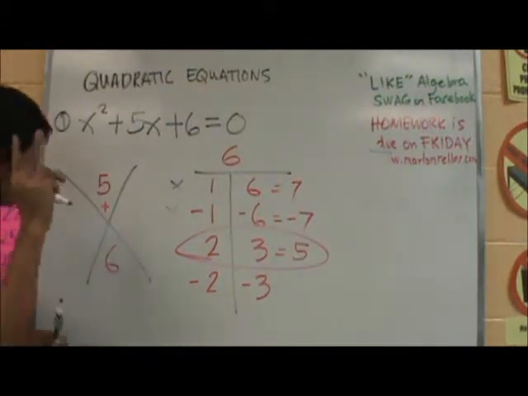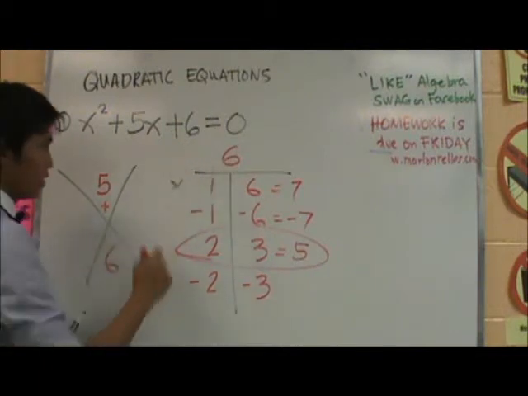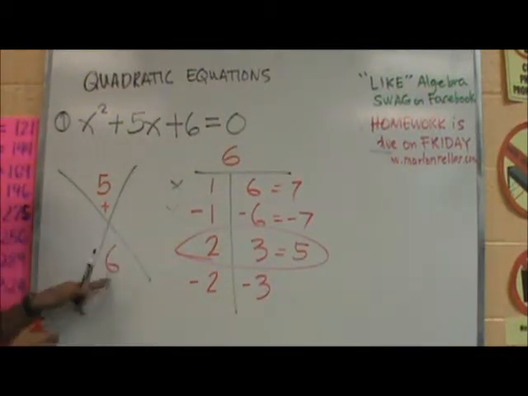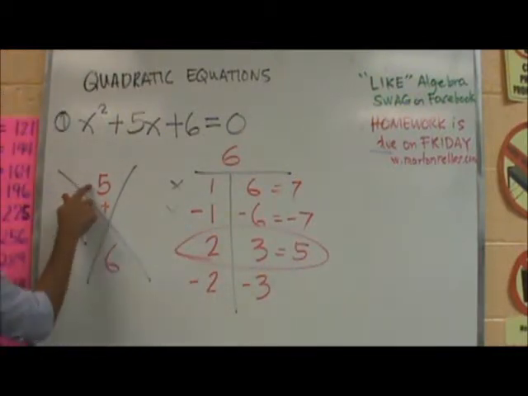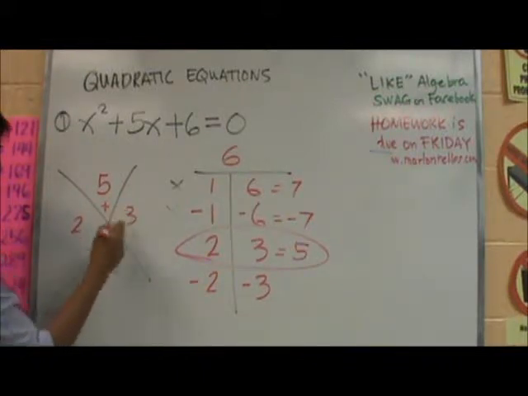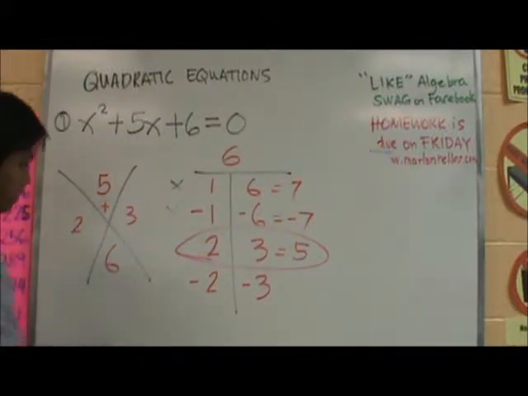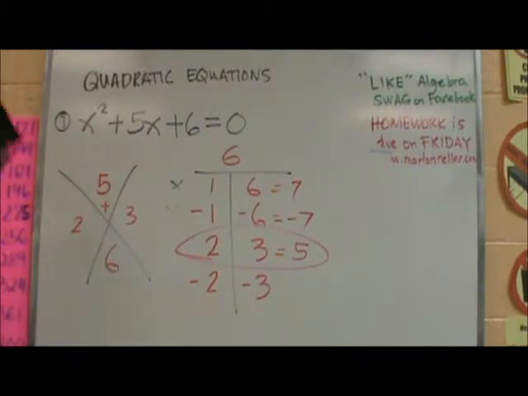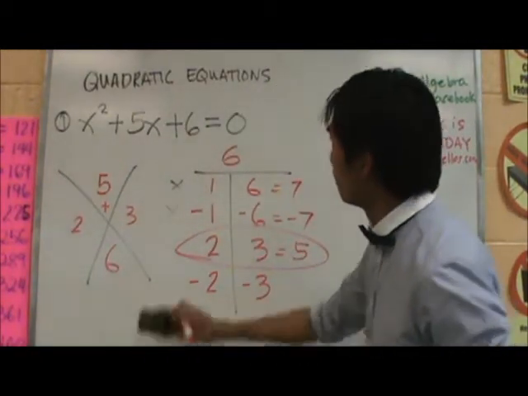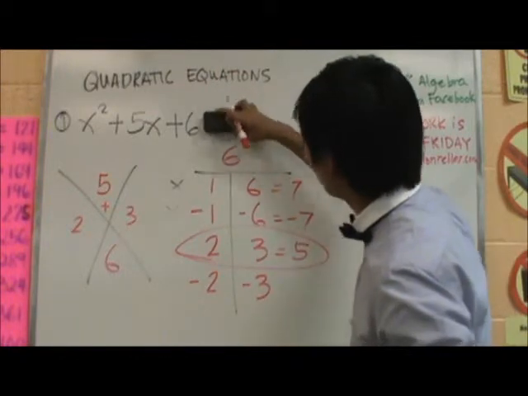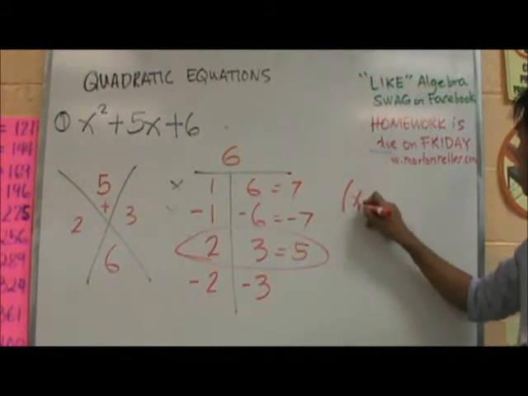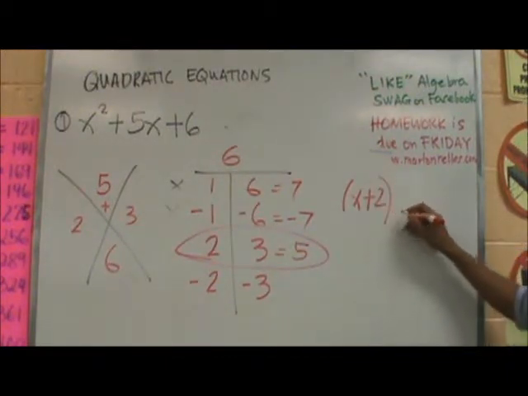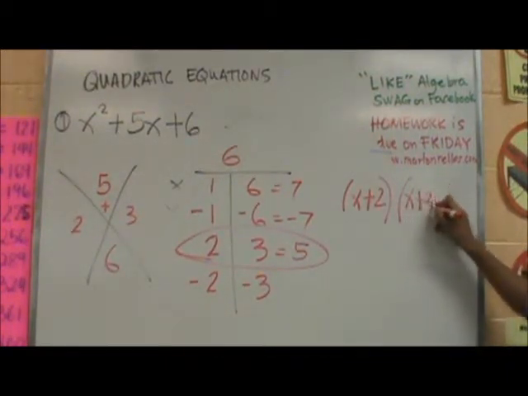We're looking for two factors of 6, where if you multiply them together, will be equal to 6, and if you add them, will be equal to the number on top of the x. And those are 2 and 3. Now, if you remember from last time, if you have a trinomial without the equal sign, then your final answer would be x plus 2 parentheses and x plus 3.